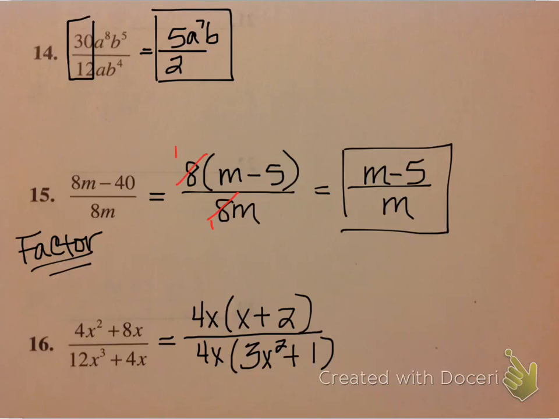Now I can cancel my factors. 4 goes into 4 once, 4 goes into 4 once. My x's also cancel. And that's going to leave me my final answer of x plus 2 over 3x squared plus 1.